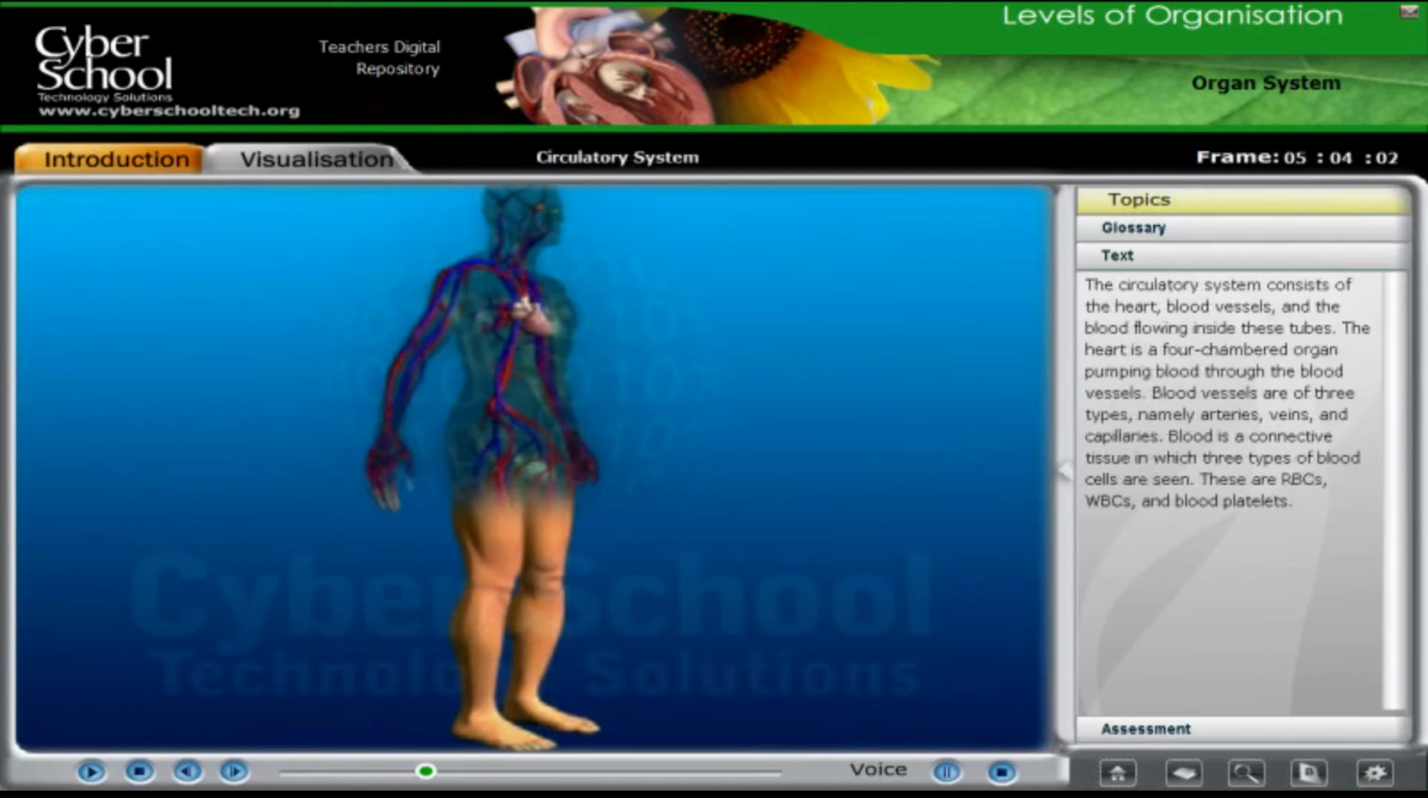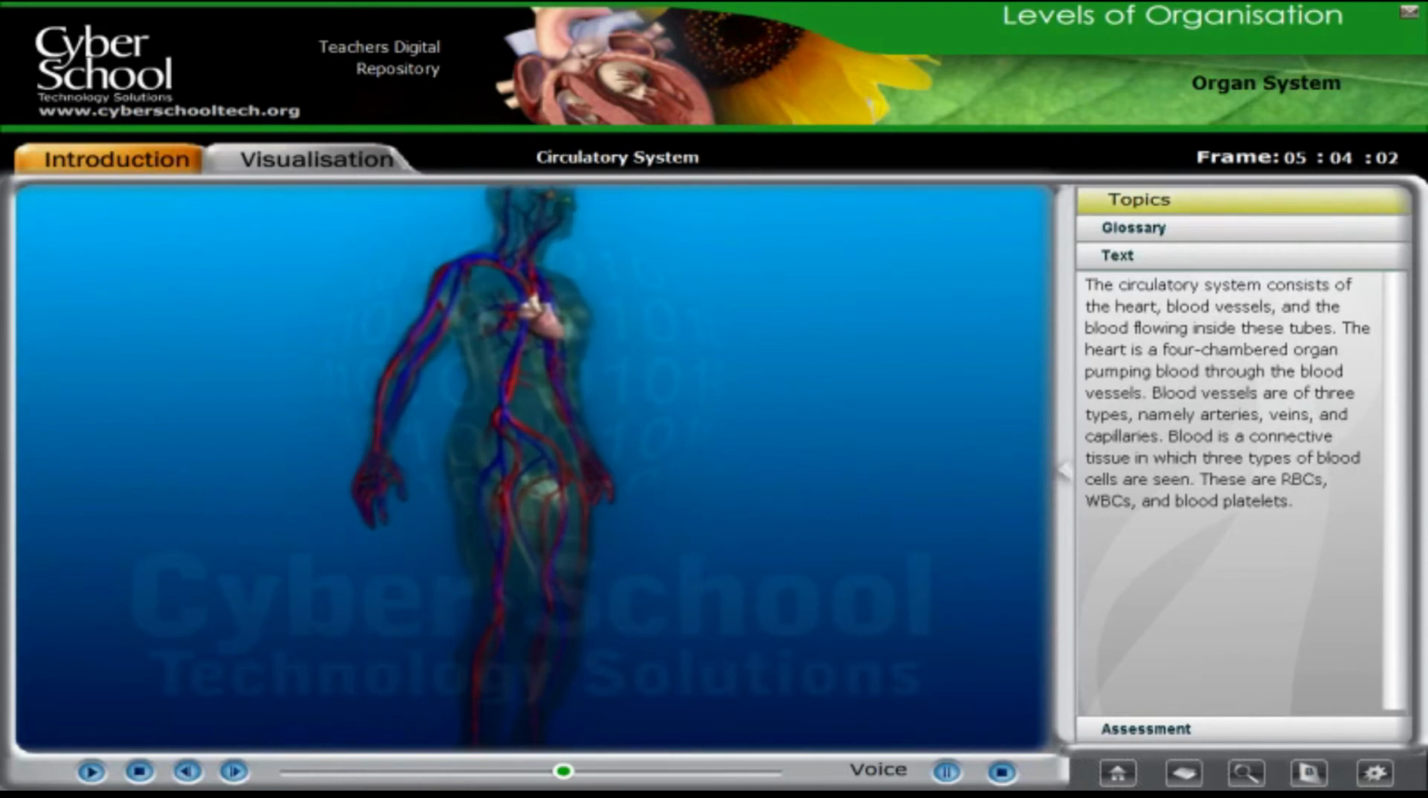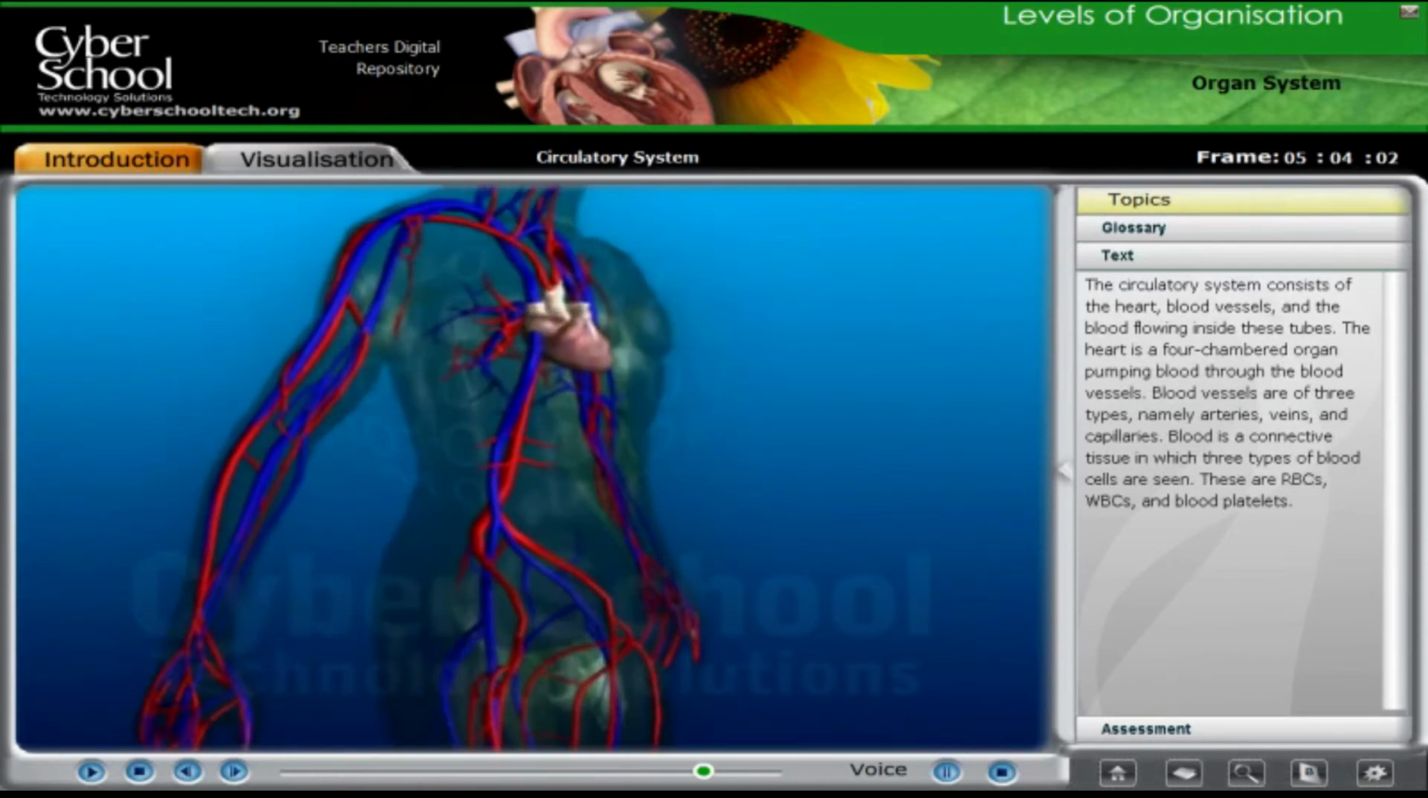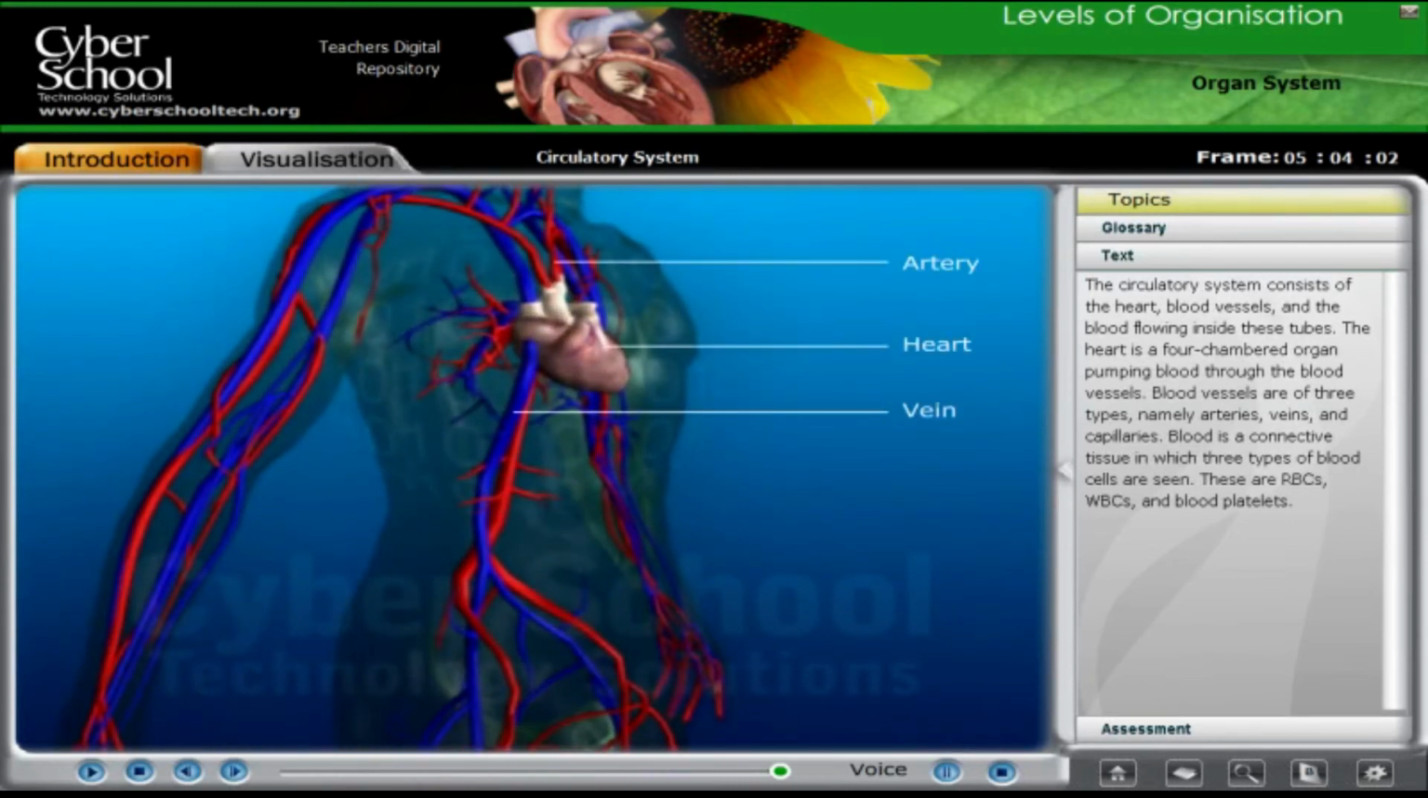The circulatory system consists of the heart, blood vessels, and the blood flowing inside these tubes. The heart is a four-chambered organ pumping blood through the blood vessels. Blood vessels are of three types, namely arteries, veins, and capillaries. Blood is a connective tissue in which three types of blood cells are seen. These are RBCs, WBCs, and blood platelets.